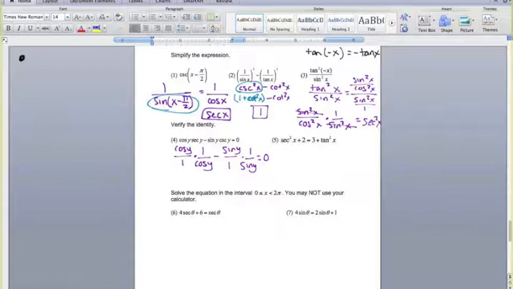I don't know why that little thing is on the screen, or how to make it go away. Is that 1 over sine of y? Yeah.